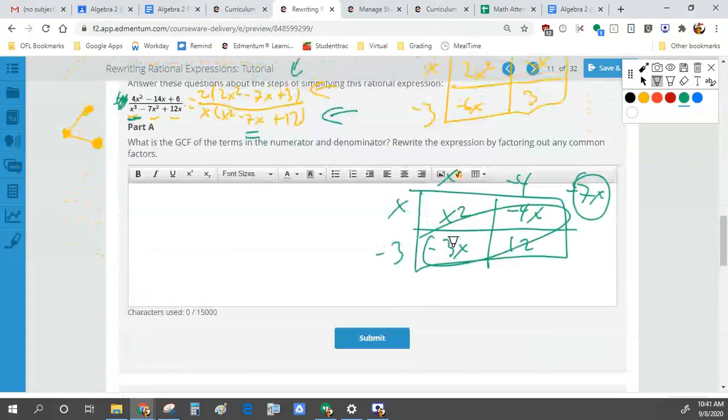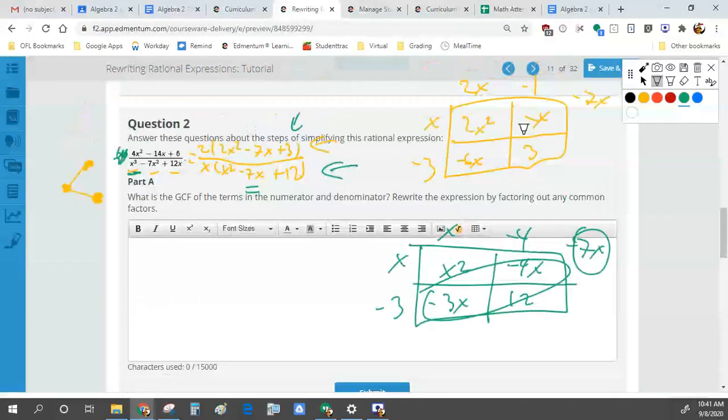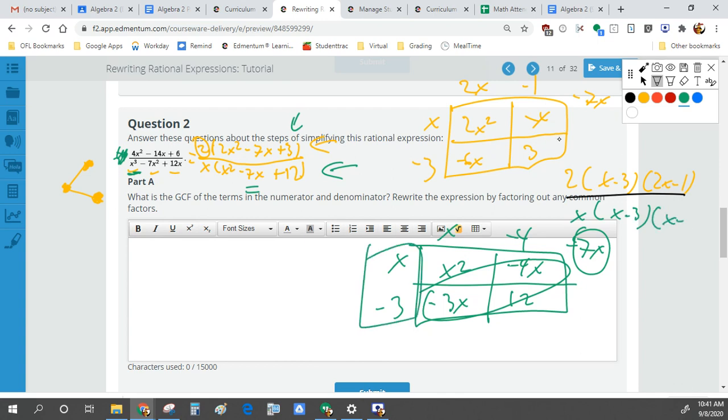So if I write this down, let me rewrite this first of all. Always remember you have a 2 here. So you have a 2, x minus 3, 2x minus 1. And on the bottom, we're going to have this x outside. And I'm going to have x minus 3, because that's what's here, times x minus 4. Hopefully this isn't going over your heads. If you guys are having trouble with it, let me know so I can explain it a little bit more.